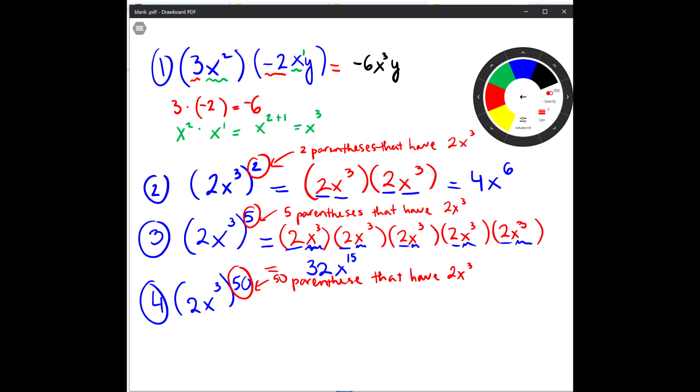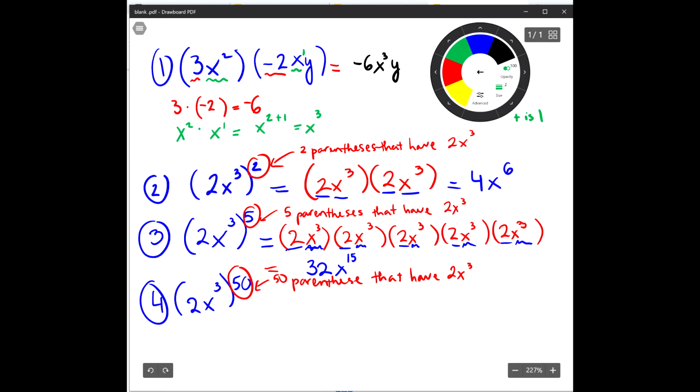So now, how can we do number 4? Let's go back to number 2 and 3. Is there any pattern that we recognize? Okay, for number 2, anyone recognize this one? The 4 actually comes from 2 squared, and x to the 6 actually comes from x raised to 3 times 2. And then same here, we look at this. We see the 32 comes from 2 raised to the 5th power, and x to the 15 comes from x raised to 3 times 5.